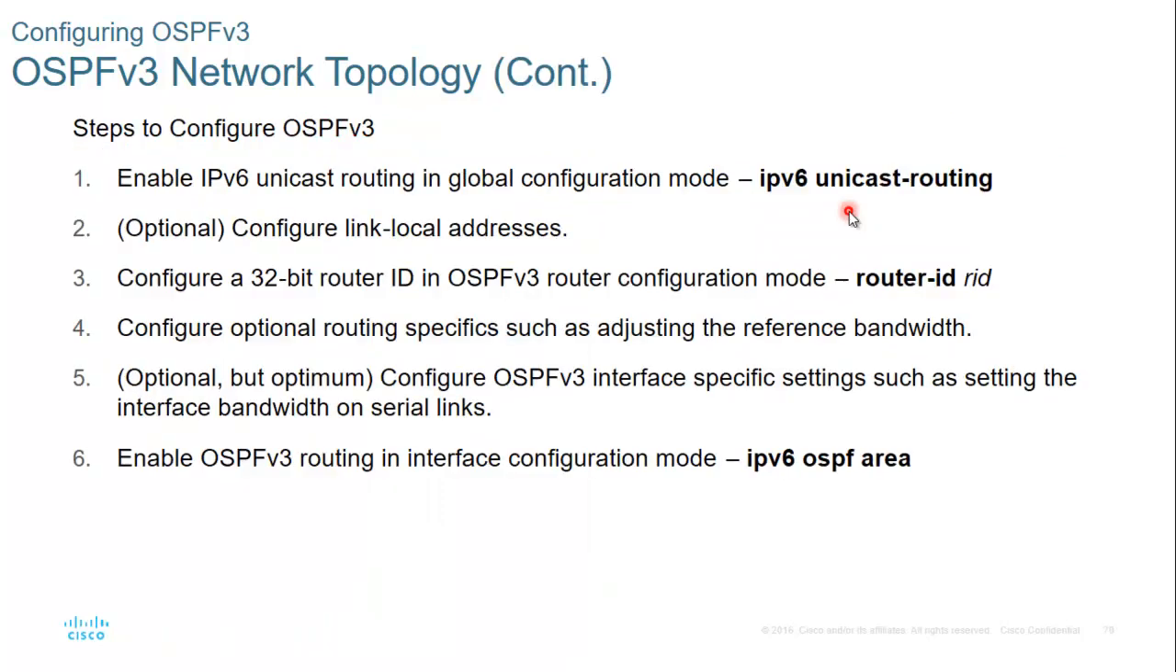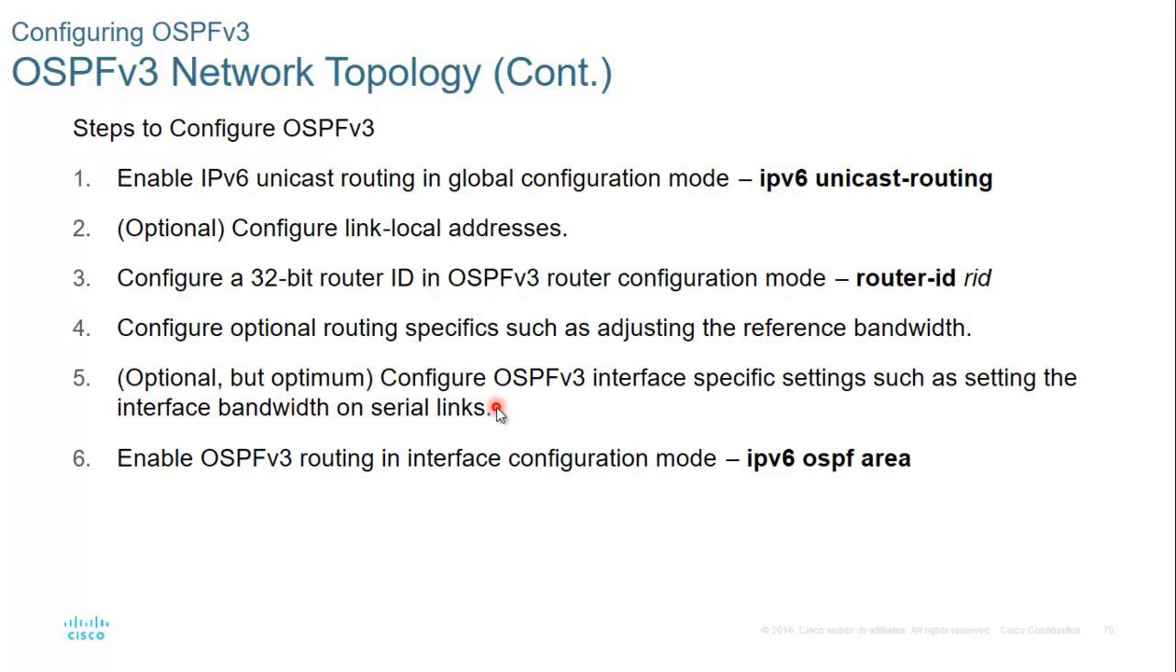So how do you configure OSPF version 3? First, you enable the IP version 6 unicast routing using this command. Then you configure link local addresses. Now, if you don't configure link local addresses, it is given to you automatically. Then you configure a 32-bit router ID using the command router ID and whatever the router ID you want to use, 1.1.1.1 or whatever. Then you configure optional routing specifics such as adjusting the reference bandwidth. Now, optional. So if you need to do this, do it. If you don't, there's no need to do that.